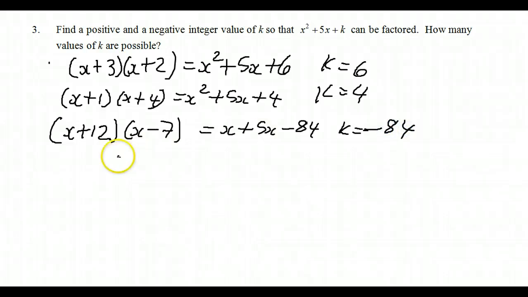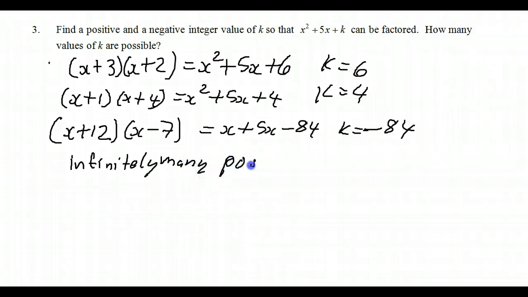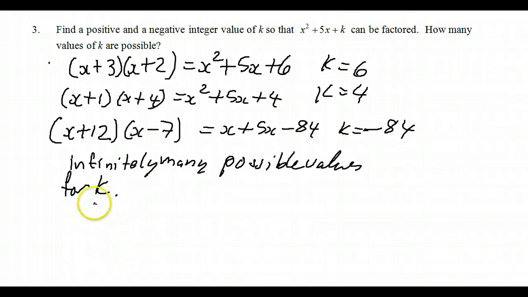You can see I could keep going on forever, right? As long as these two numbers differ by 5 or add up to 5, then we're going to get a 5x. And they either have to be positive. I can't have two negatives because that would add up to a negative number here. But I can have a positive and a negative as long as they differ by 5 and the larger one is positive, or just two numbers that add up to 5. So there are infinitely many possible values for k. And that's the end of the worksheet.